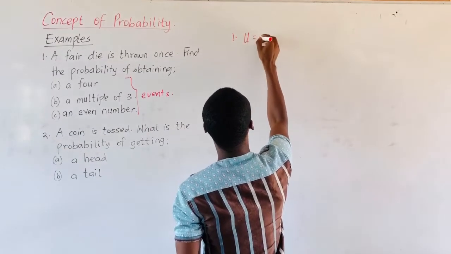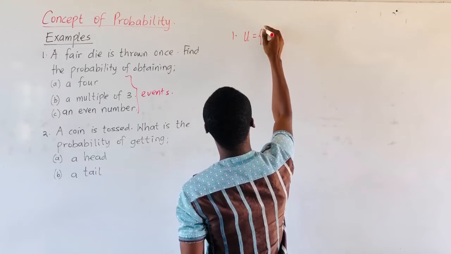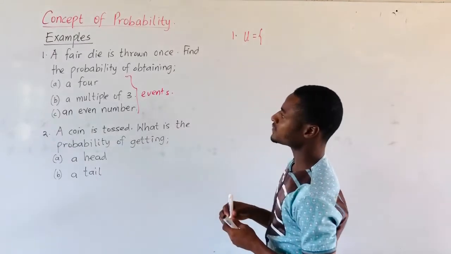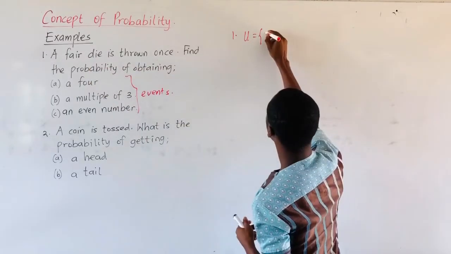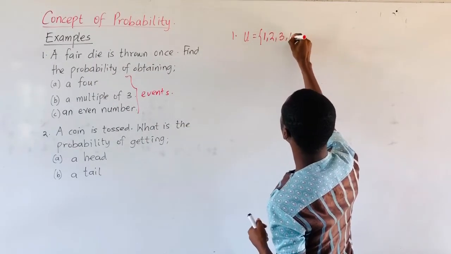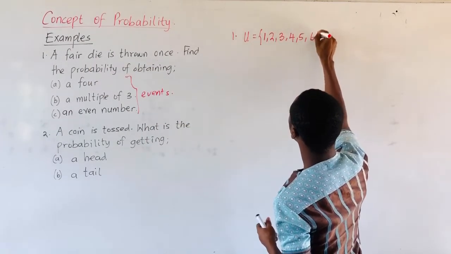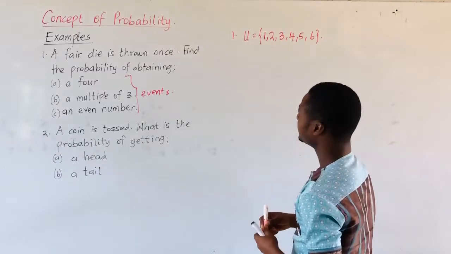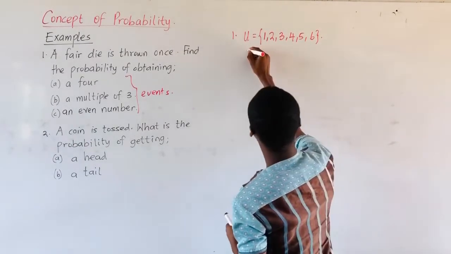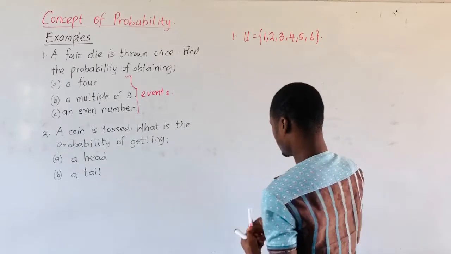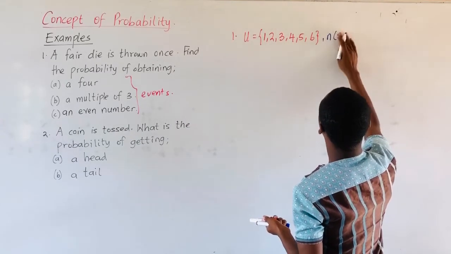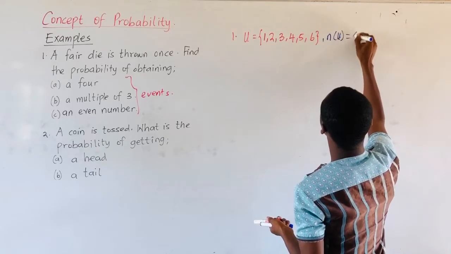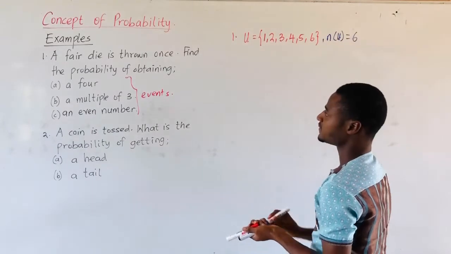We represent that by U, and it is the set of all possible outcomes from the throw of a die, which are {1, 2, 3, 4, 5, 6}. And then the number of elements in this set, which we will need to find our probability, is 6 when we count the elements.